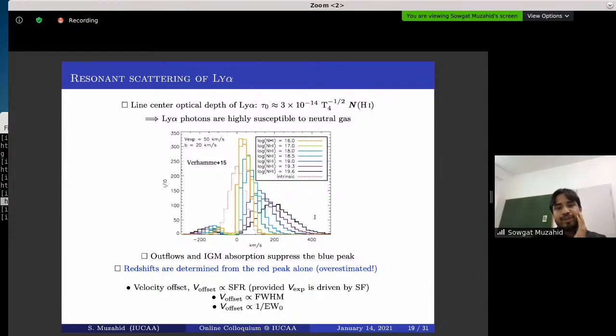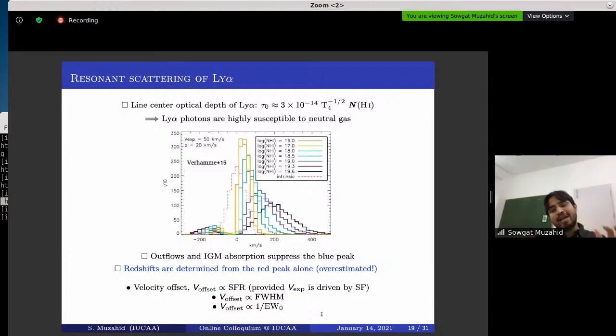So two other things to note here are that the velocity offset, how much it is offset from 0 kilometers per second, should depend on the star formation rate, provided the expansion velocity is actually driven by star formation. And also, you can see as the line goes from the line center to a higher velocity, the full width half max of the line is also increasing. And it's also inversely proportional to the equivalent width.